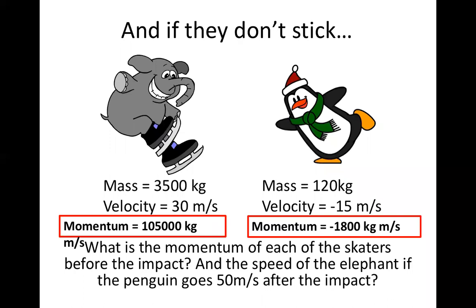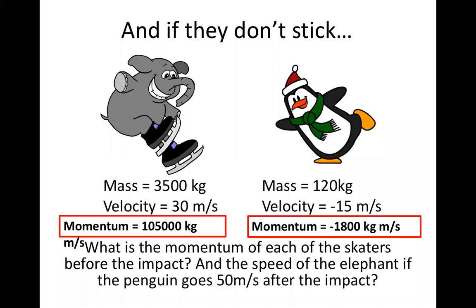Now, after collision, what is the momentum? Now remember, the animals did not stick together. So you have to calculate them separately. So what is the momentum of the elephant after collision? So 3,500 times what is the speed? After collision, what is the speed of the elephant? Don't know. Yes, that is what you need to find out. So you put x.